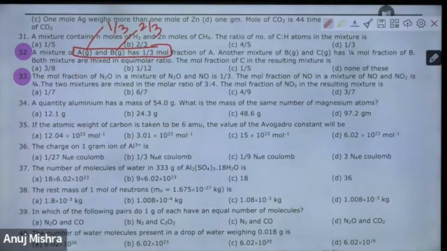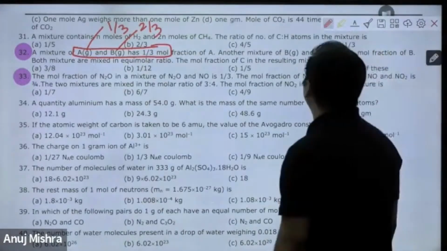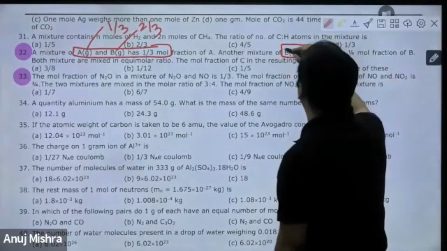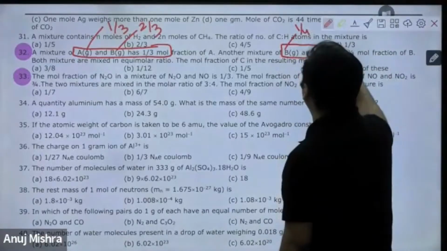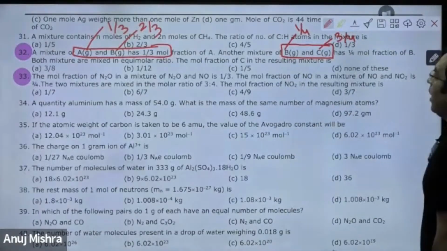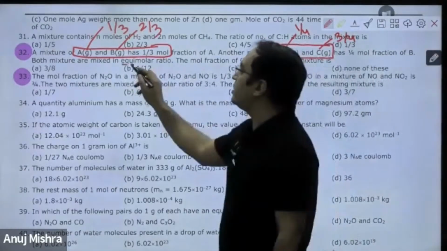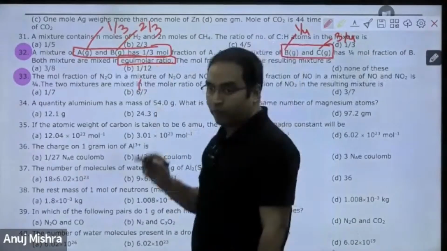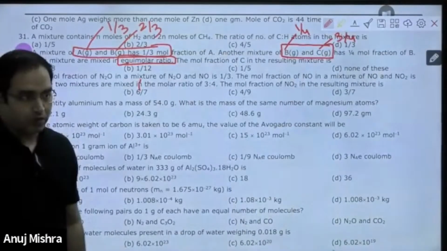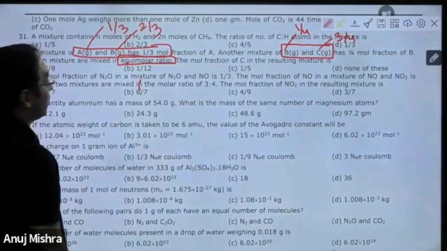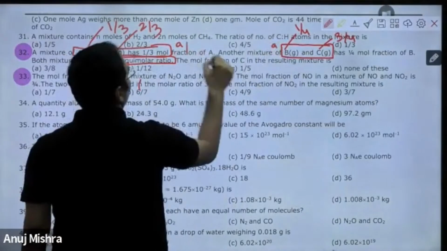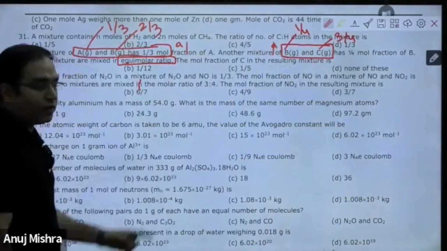Okay. And another mixture of B and C has 1/4 mole fraction of B. So if this is 1/4, what is mole fraction of C? 3/4. And both the mixtures are mixed in equimolar ratio. What is equimolar ratio? Same number of moles. You're mixing same number of moles of each. अब अगर आप सेम नंबर ऑफ मोल्स आप मिक्स करोगे तो क्या होगा? अगर इसके A मोल्स होंगे तो इसके भी A मोल्स होंगे, इसके 1 मोल होंगे तो इसके भी 1 मोल होंगे, इसके 2 moles होंगे तो इसके भी 2 moles होंगे.